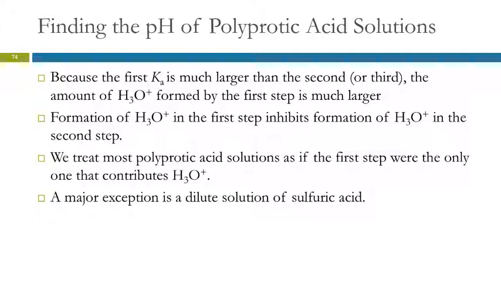So the first Ka is much larger, and so it's going to form a lot more hydronium ion than the second or the third steps. And the formation of the hydronium ion in that first step actually inhibits the formation of hydronium ion from the second step, because hydronium ion is a product in the second ionization. So most of the time, we can treat polyprotic acids as if the first step were the only one. We can just look at the Ka1 and do our calculations from that.